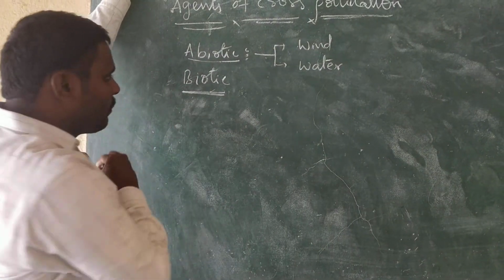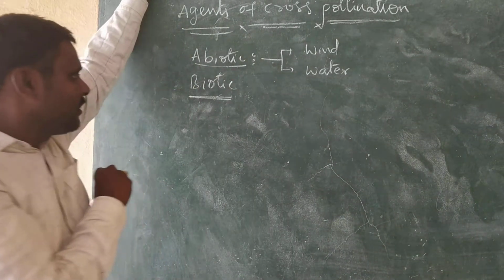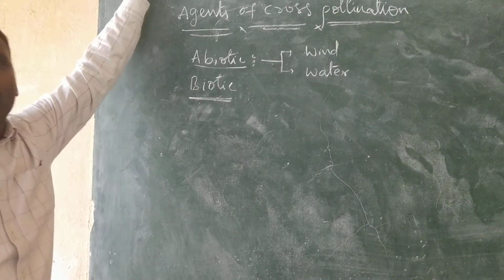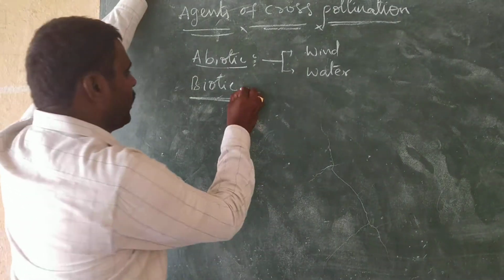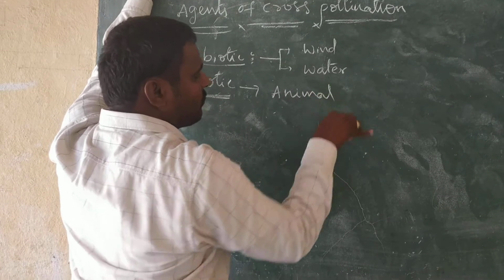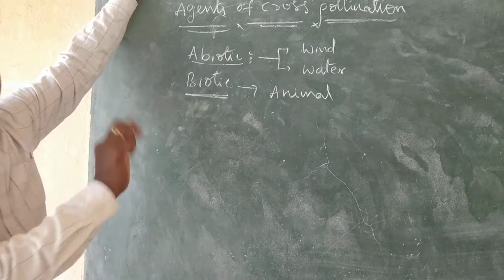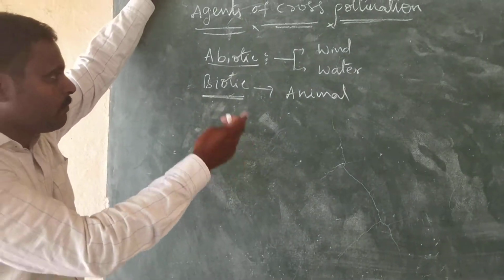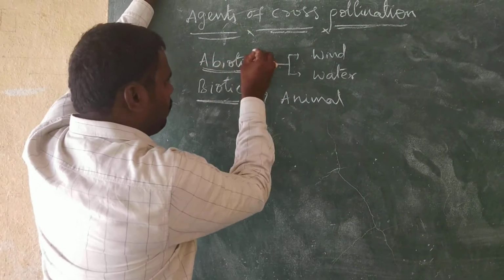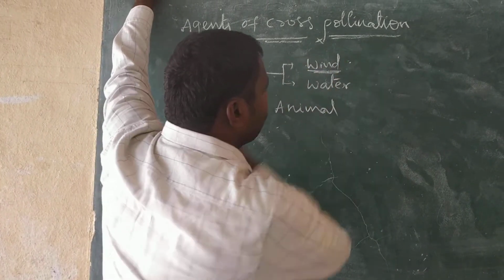And what about biotic agents? Here, the pollinating agents which have life, those are called biotic agents. So here, the majority are animals. Based on the involvement of animals, there are different types of pollinations, which we will discuss later. Now, we will discuss abiotic agents. The first one is wind.